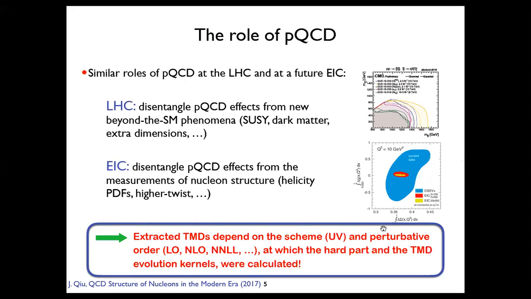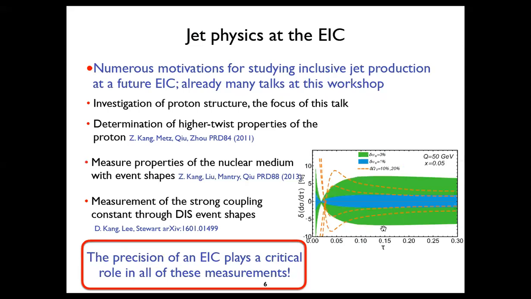Okay, so the target that I'm going to be looking at in this talk, the observable, is jet physics. And there are many, many motivations for being interested in jet production at a future electron ion collider. I know you've had many talks on this already at the workshop, but let me list a few more here. One of them is the investigation of proton structure, and that'll be something that I'm focusing on later on in my talk. There are other reasons that I'll just quote and give references for.